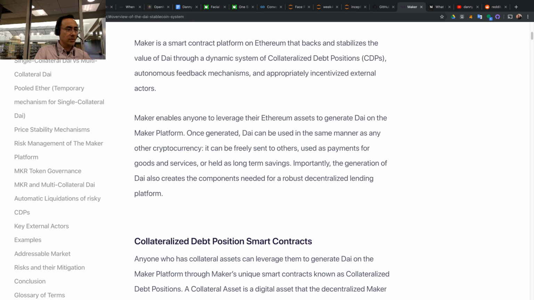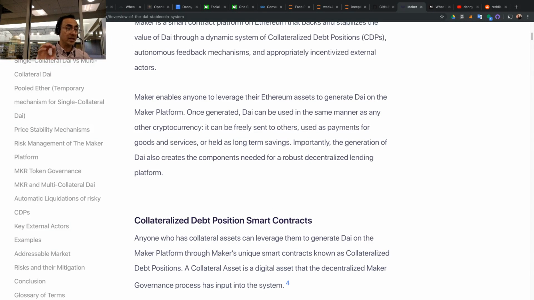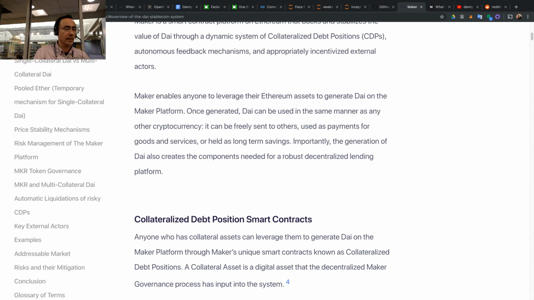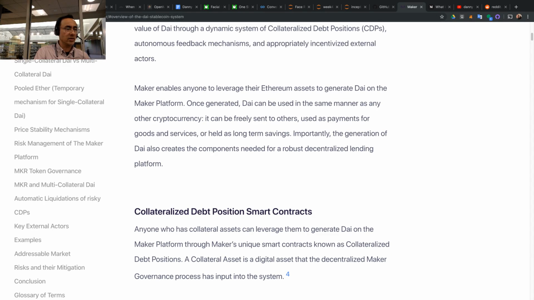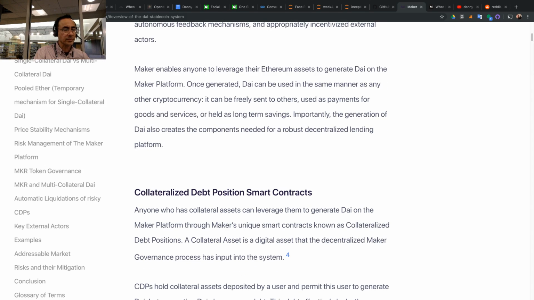So DAI can be sent to others, used as payment for goods and services, or held as long-term savings. Importantly, the generation of DAI also creates the components needed for a robust decentralized lending platform.